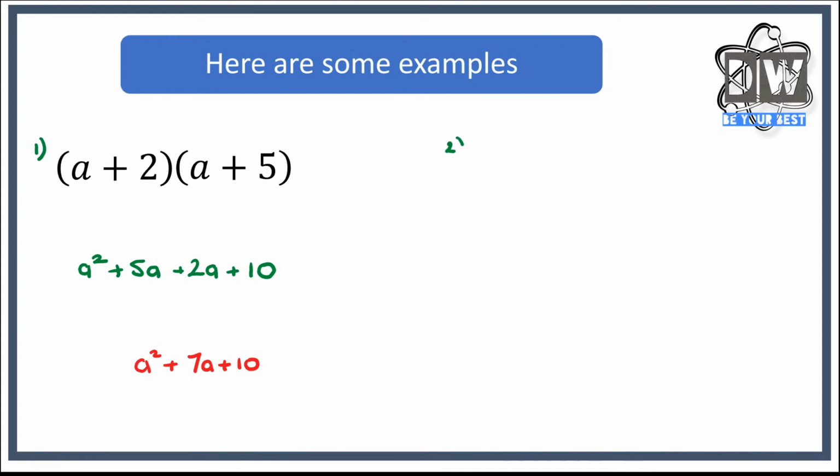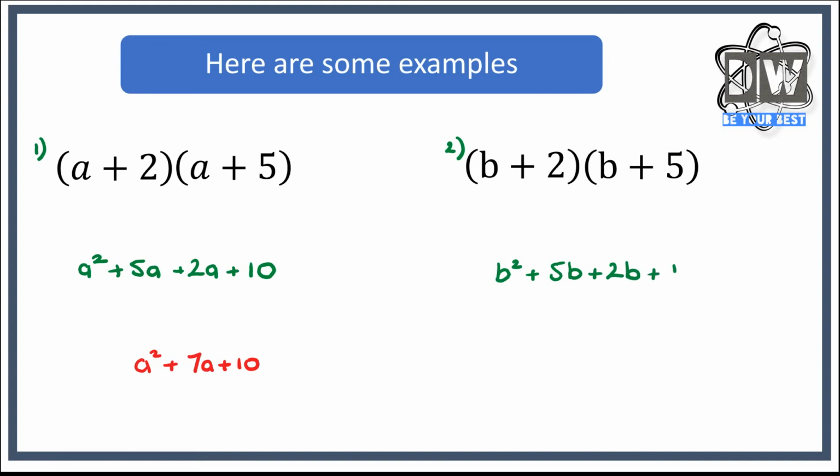Let's go and have a look at the next one over here. So we've got (b + 2)(b + 5). Very similar, isn't it? We're going to go b timesing by b, which gives us b squared, and b timesing by 5 to give us 5b. Then for the next ones, we've got 2 timesing by b, which gives us 2b, and 2 timesing by 5 gives us 10. Hopefully that makes sense to you. We add the like terms and we end up with b squared plus 7b plus 10.